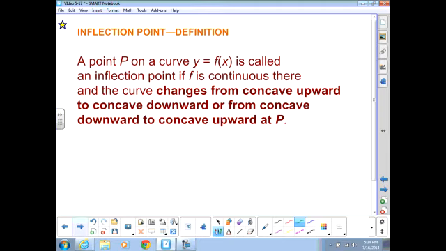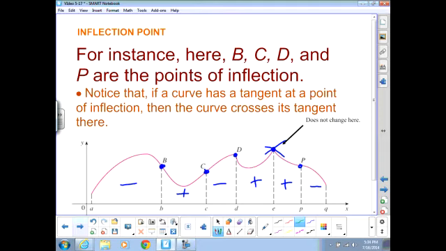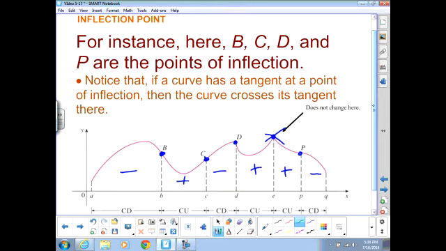And so we can identify the inflection points from that graph we just saw. Here's the same picture. B, C, D, and P would be considered inflection points. At B, it changes from concave down to concave up. That's what makes it an inflection point. C is because it goes from concave up to concave down, and D goes concave down to concave up. At P, it's going from concave up to concave down.